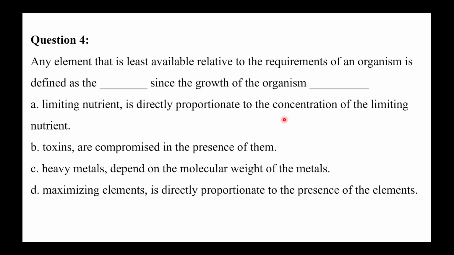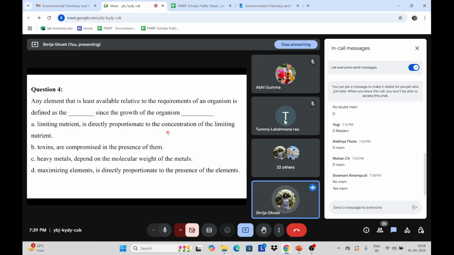So the first option is, for the first blank, the word is limiting nutrient, and since the growth of the organism is directly proportionate to the concentration of the limiting nutrient. Second option is toxins, and since the growth of the organism is compromised in the presence of them. Third option is heavy metals, and since the growth of the organism depends on the molecular weight of the metals. And fourth option is maximizing elements, since the growth of the organism is directly proportionate to the presence of the elements. Okay, so what do you think is the correct answer?